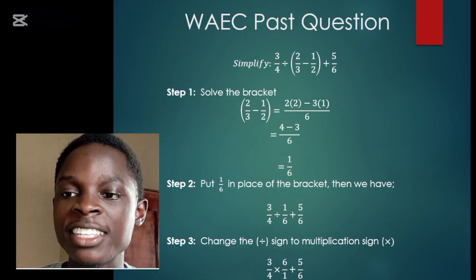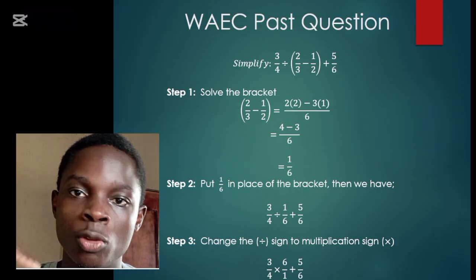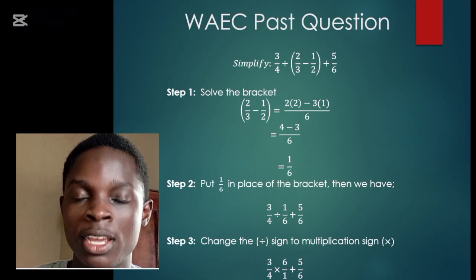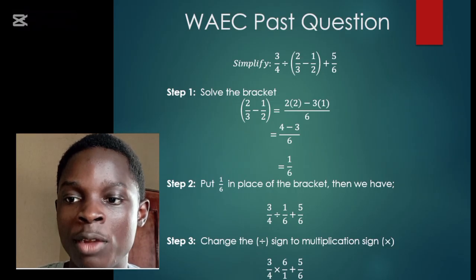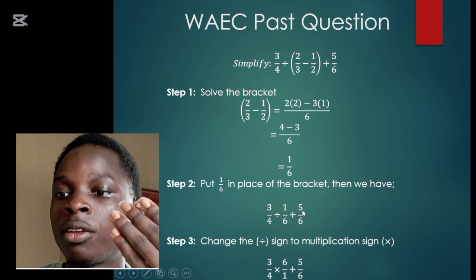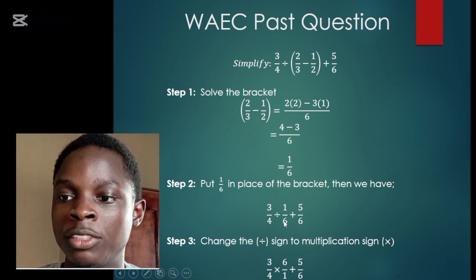So the next step is to put 1 over 6 in place of the bracket. So we'll go back to the old question. Since we have solved the bracket part to be 1 over 6, anywhere you see the bracket, just put 1 over 6. So that's what we have here, 3 over 4, divided by 1 over 6 plus 5 over 6. This is our new question now.